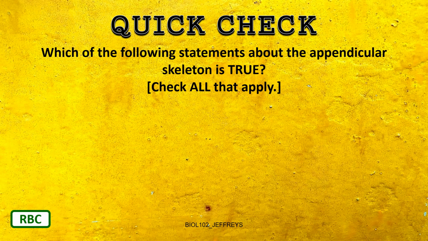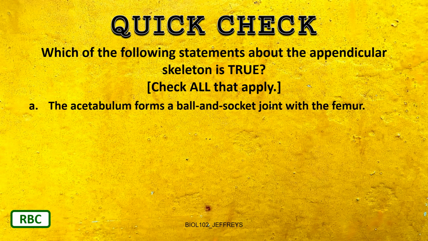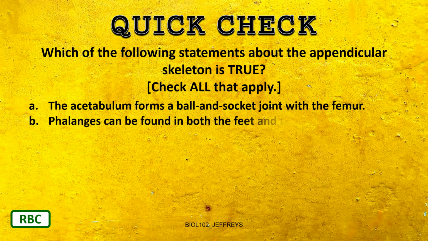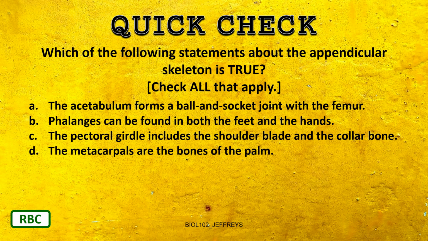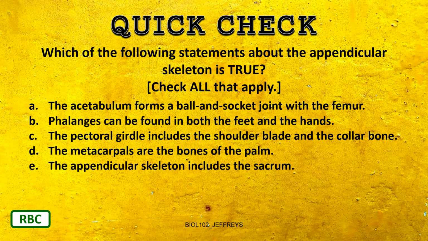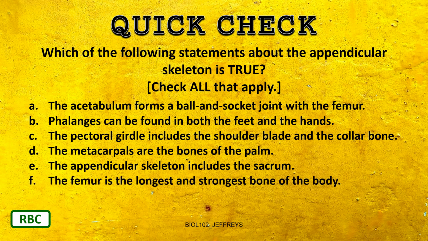All right, time for a quick check. Which of the following statements about the appendicular skeleton is true? Check all that apply, please. The acetabulum forms a ball and socket joint with the pelvis. Phalanges can be found in both the feet and the hands. The pectoral girdle includes the shoulder blade and the collarbone. The metacarpals are the bones of the palm, as in palm of the hand. The appendicular skeleton includes the sacrum. The femur is the longest and strongest bone of the body.